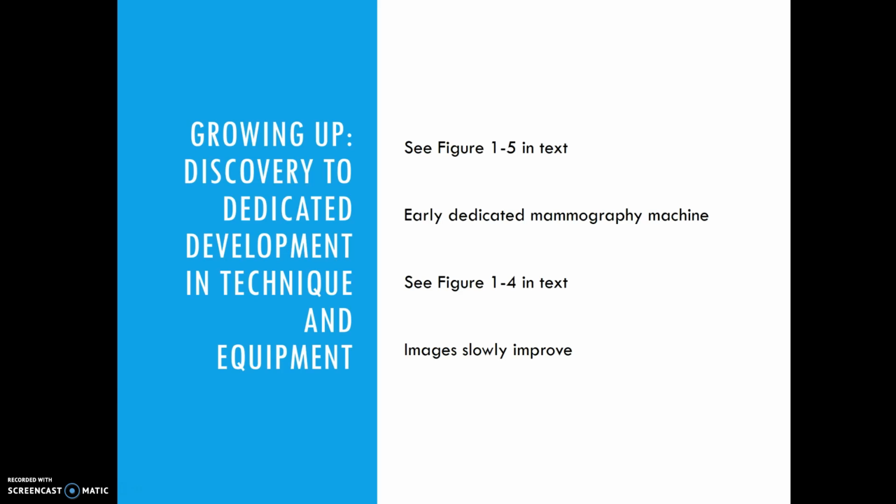And then the images began to improve a lot more. If you look at figure 1-4 on page 5, you can see how, in a very early image in 1960, the breast tissue looks very homogeneous. There's a lack of detail. But in 10 years' time, with some of these changes with dedicated equipment and dedicated film screen technique, you can see a lot more of the fibrous tissue.